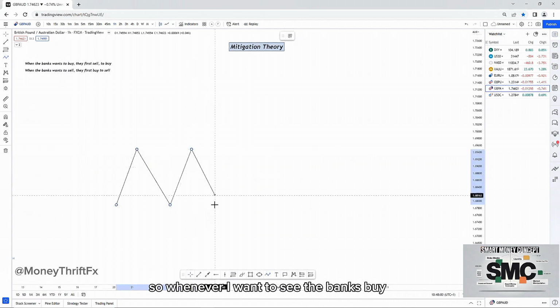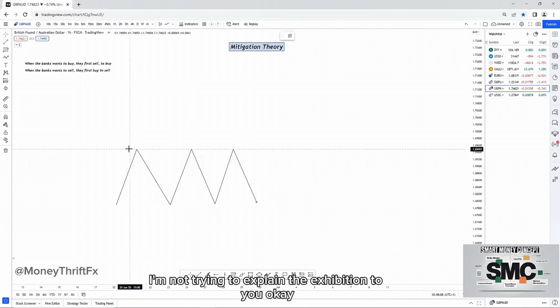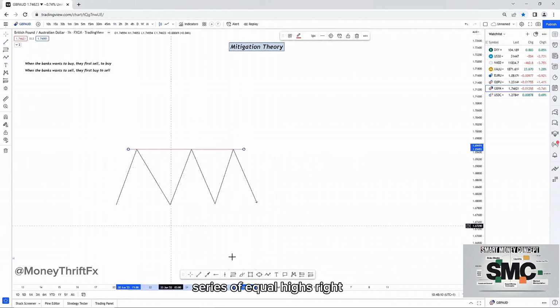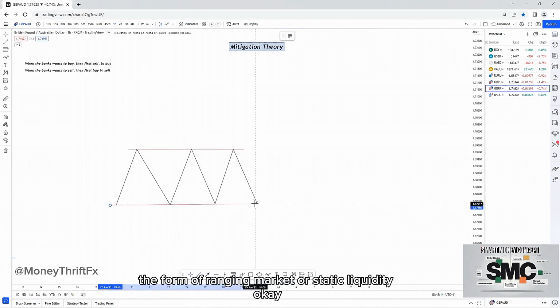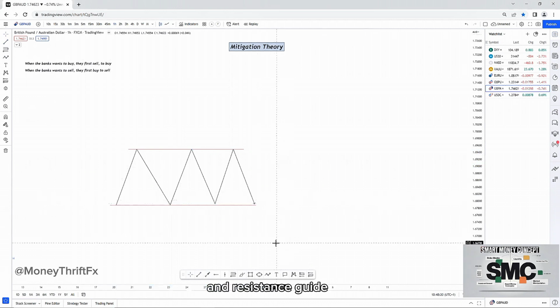Whenever we want to see the banks buy, what do we have here? A series of equal highs, and a series of equal lows. This is a form of ranging market or static liquidity, where the price is creating all these opportunities for support and resistance.